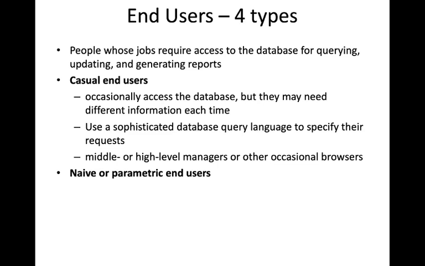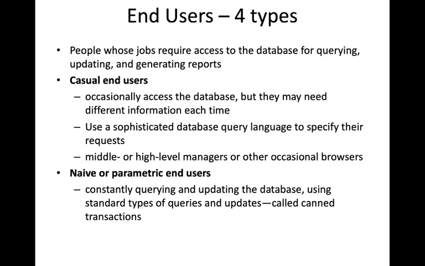This is the main portion of the database users. Their main function is to constantly query and update the database using standard types of queries and updates. We call that set of queries and updates canned transactions. If you take a clerk in a bank, they are known as naive or parametric end users. Or if you take an airline reservation system, or a railway reservation system, the clerk who is reserving or booking the tickets is known as a naive or parametric end user.